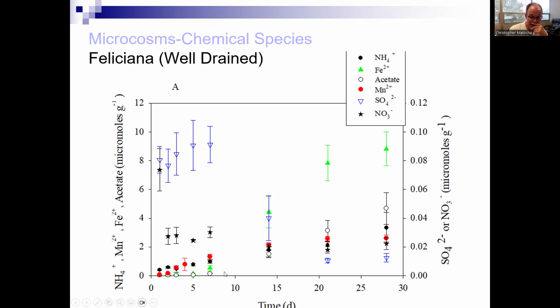Acetate doesn't kick on until about day 14. Then it kicks on, okay, acetate values, and then it tends to increase just as the manganese and the iron do. Iron then really jumps up here after about 7 days and then 14 days. Notice in the green symbols for the Feliciana.